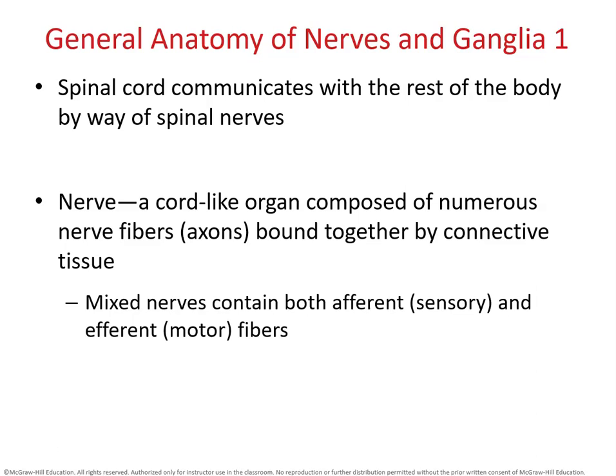In order to bridge the gap between the spinal nerves and the rest of the body, we use the spinal cord as a communication medium. When we talk about nerves, we're talking about cord-like organs that are composed of many, many nerve fibers, specifically axons, that are bound together with connective tissue. So this mix of nerves can contain both sensory and motor, afferent and efferent fibers.